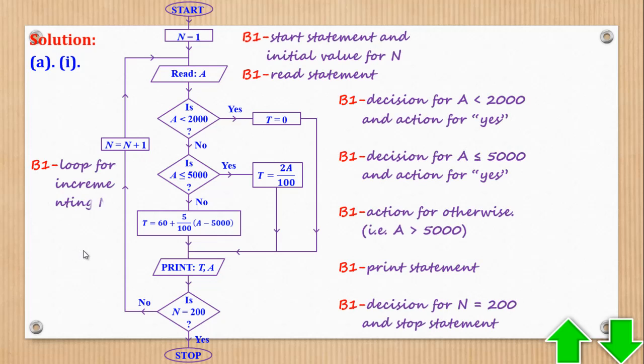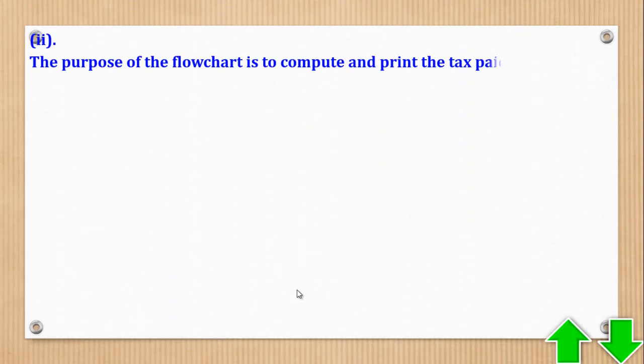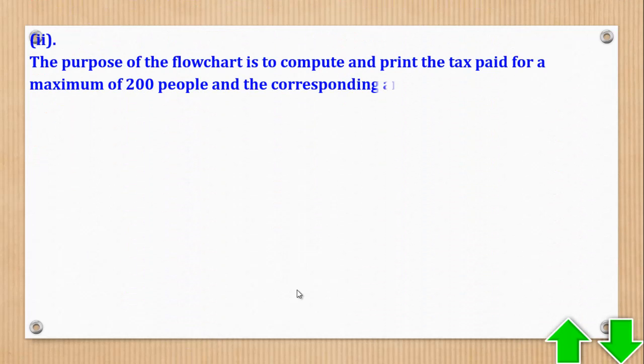And that's how marks were awarded. Next was stating the purpose. So that is the purpose of the flowchart is to compute and print the tax paid for a maximum of 200 people and the corresponding amount earned in dollars. So now we shall go to part B.